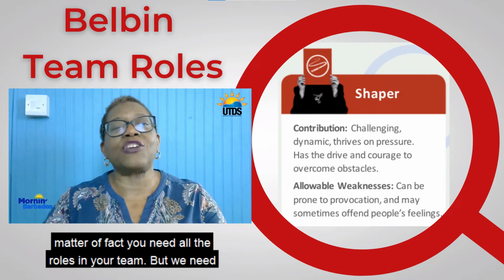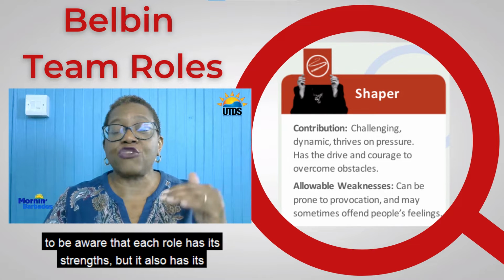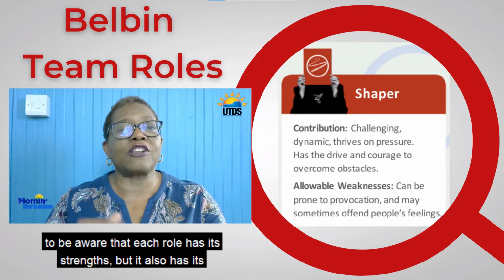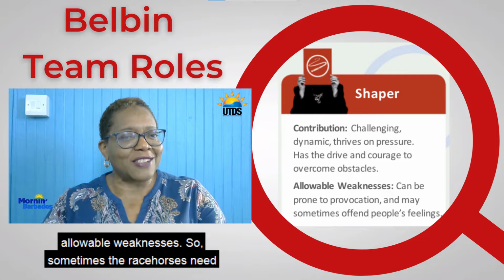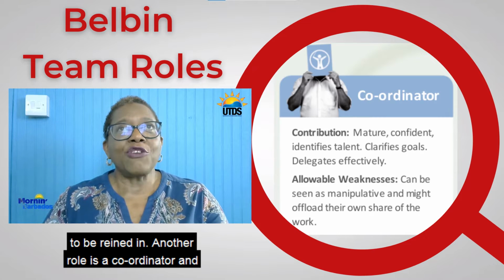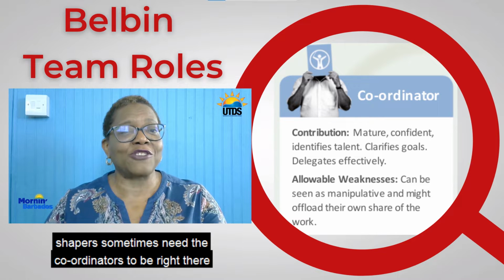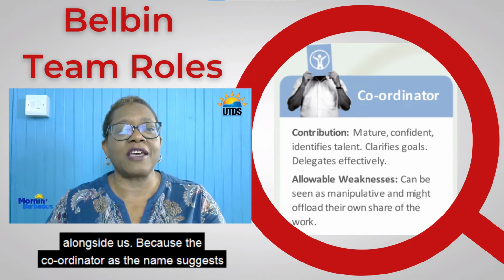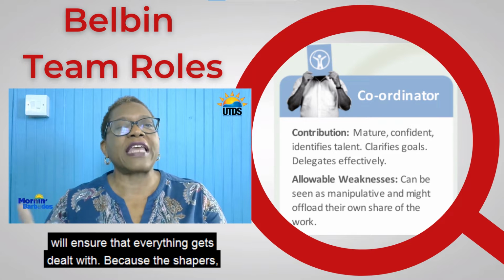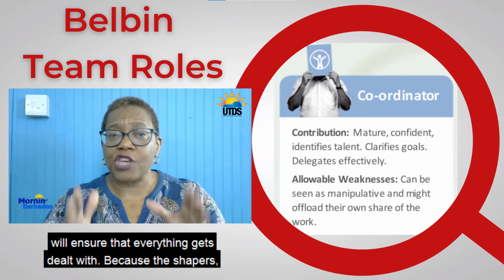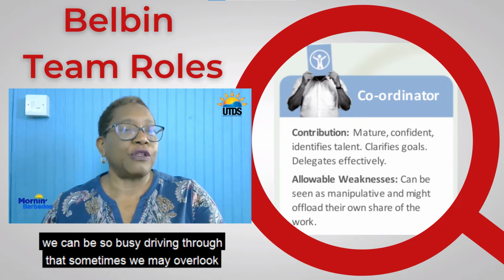And as a matter of fact, you need all the roles in your team. But we need to be aware that each role has its strengths, but it also has its allowable weaknesses. So sometimes the racehorses need to be reined in. Another role is a coordinator, and shapers sometimes need the coordinators to be right there alongside us, because the coordinator, as the name suggests, will ensure that everything gets dealt with. Because the shapers, we can be so busy driving through that sometimes we may overlook things.